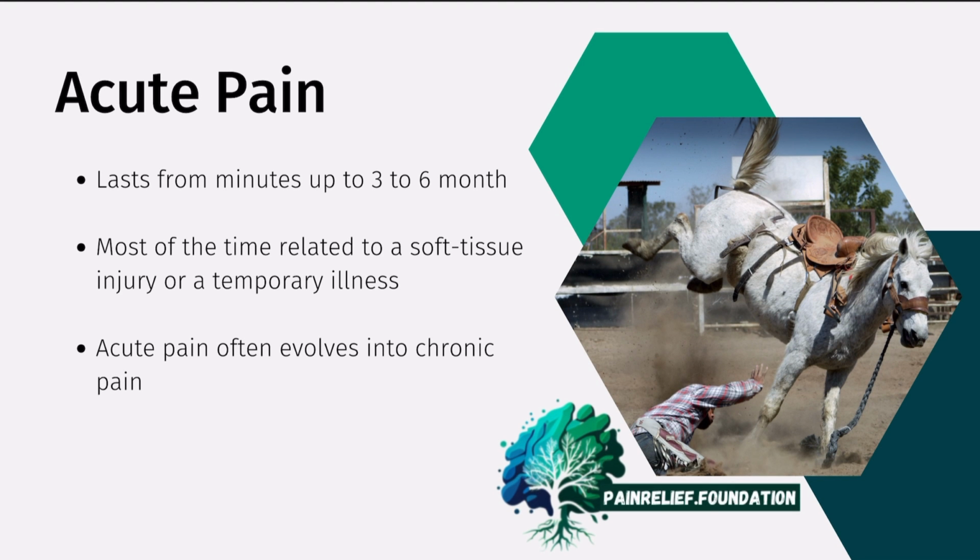What is acute pain? What is the definition of acute pain? The general definition is that acute pain lasts for minutes or up to 3 to 6 months. Some doctors or professionals say it's 3 months, others say 6 months, so we define it just as 3 to 6 months. Most of the time it is related to soft tissue injury or temporary illness. This is the cause of the acute pain. And very important as well is that acute pain can evolve into chronic pain. And this can be defined as chronic pain after 3 to 6 months.